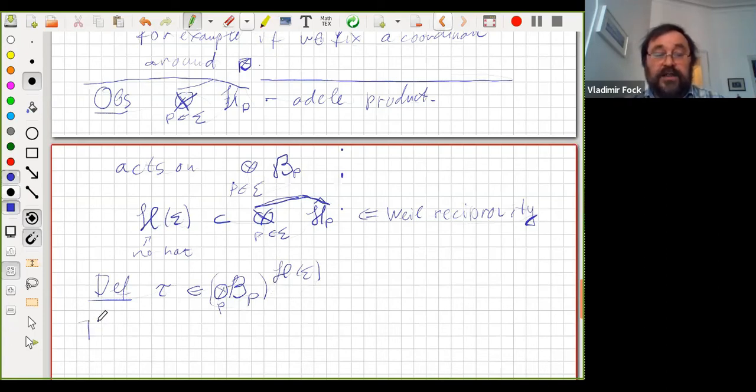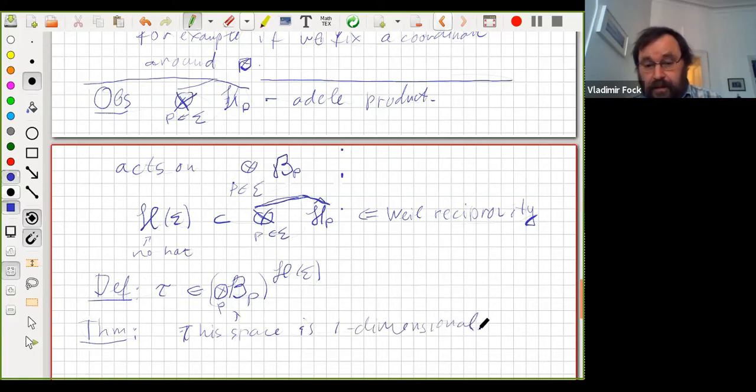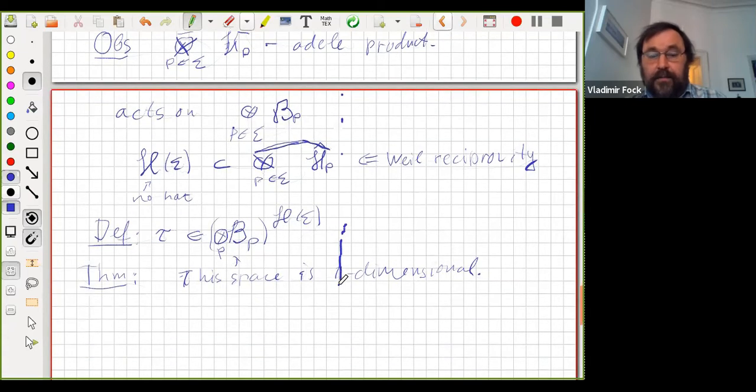Well, the theorem, which I'll try to start to prove, but nevertheless, the claim is that tau, the space of invariants, this space is one-dimensional.